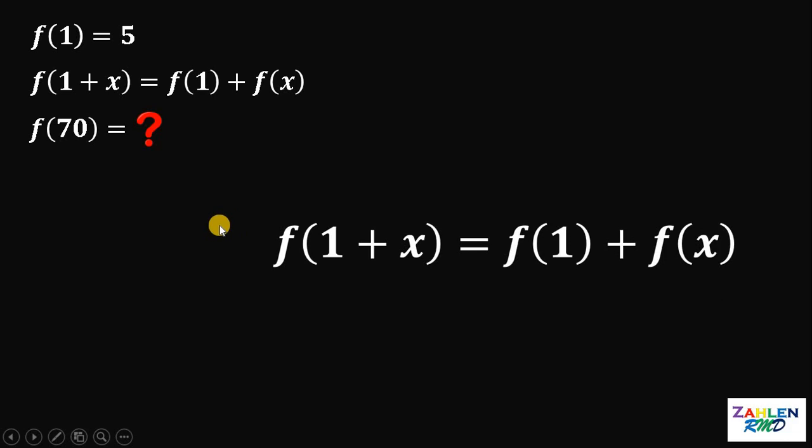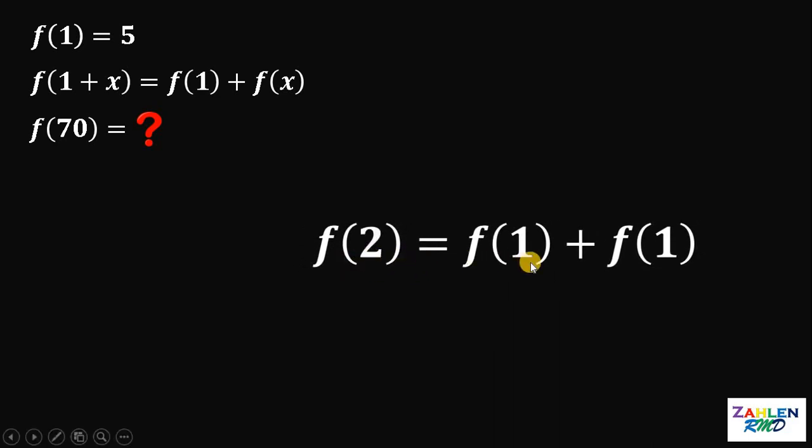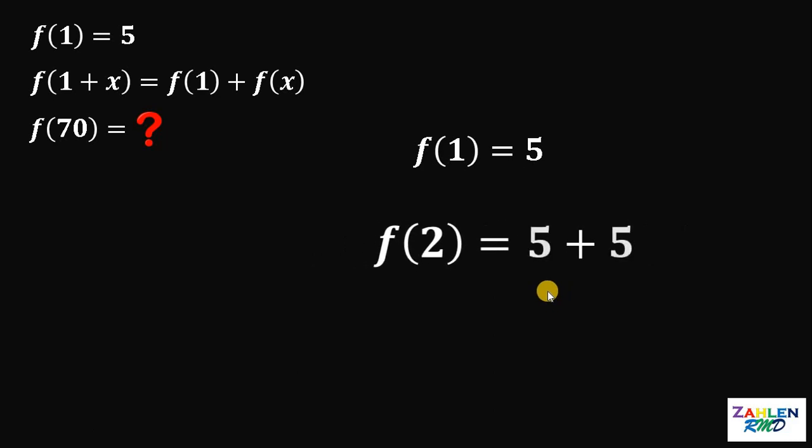Now to have f of 2, we need to let x be equal to 1. Thus, all x in this equation becomes 1. Now, f of 1 plus 1 is just 2, and f of 2 equals f of 1 plus f of 1, and we know the value of f of 1. f of 1 is just 5. Therefore, f of 2 must be equal to 5 plus 5, and 5 plus 5 must be 10.